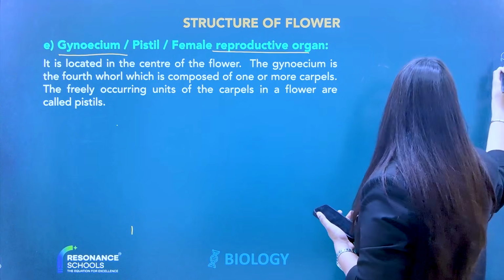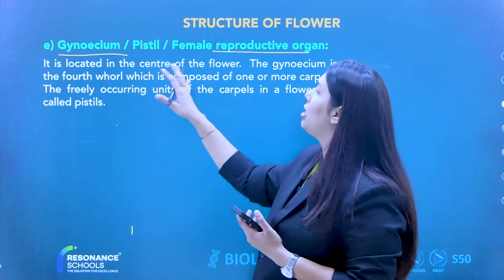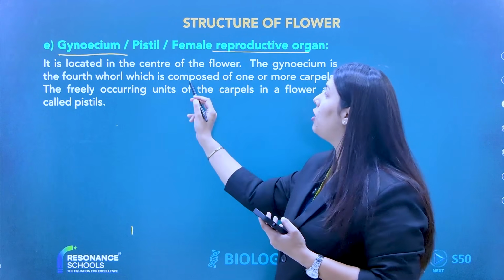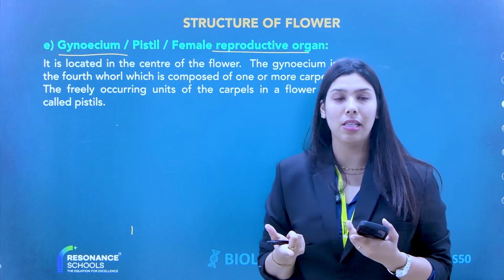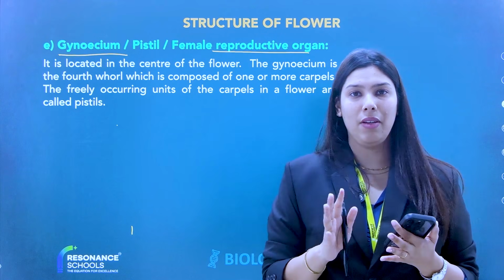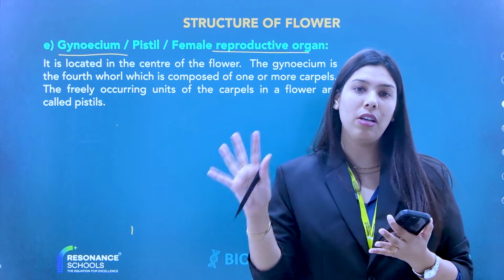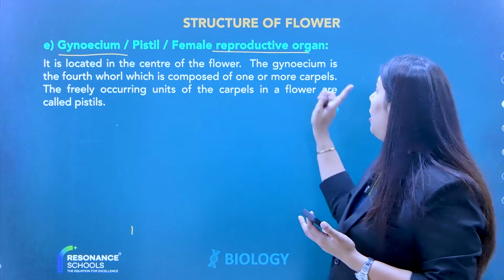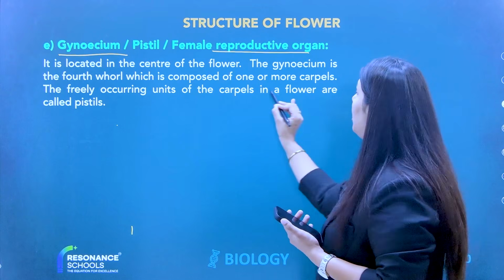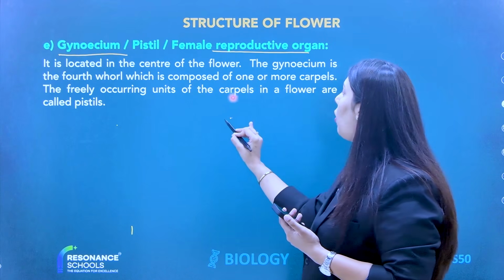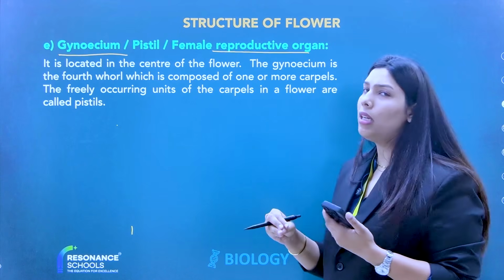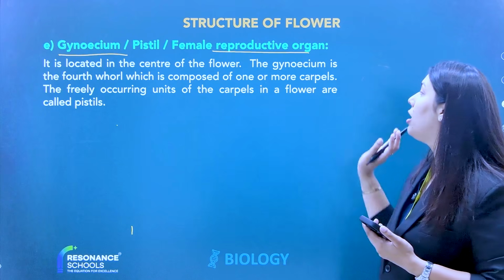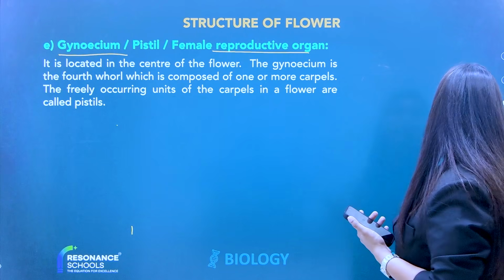Okay. Fine. So the gynoecium is located in the center of the flower. Yes, ma'am, you told this. The gynoecium is the fourth whorl, which is composed of one or more carpels. Just like the calyx is composed of a few sepals and the corolla is composed of a few petals, now there is the carpel. There can be one carpel or more carpels present, right? The freely occurring units of the carpels are known as pistils.